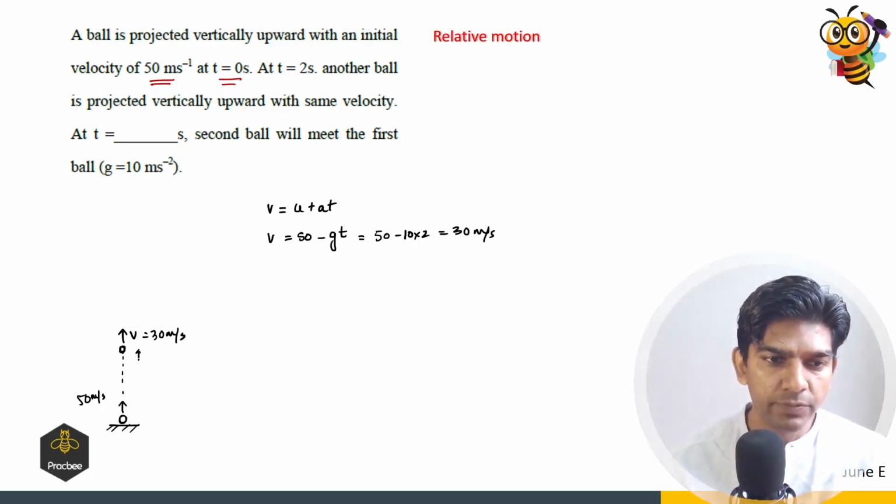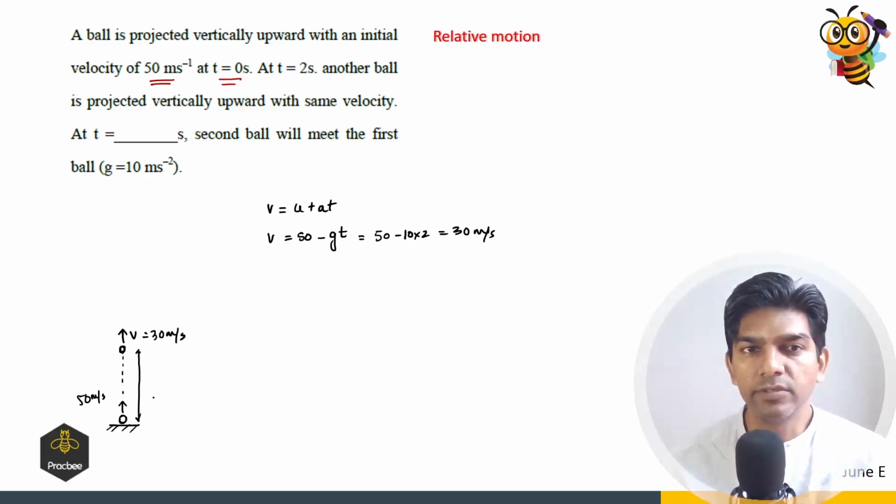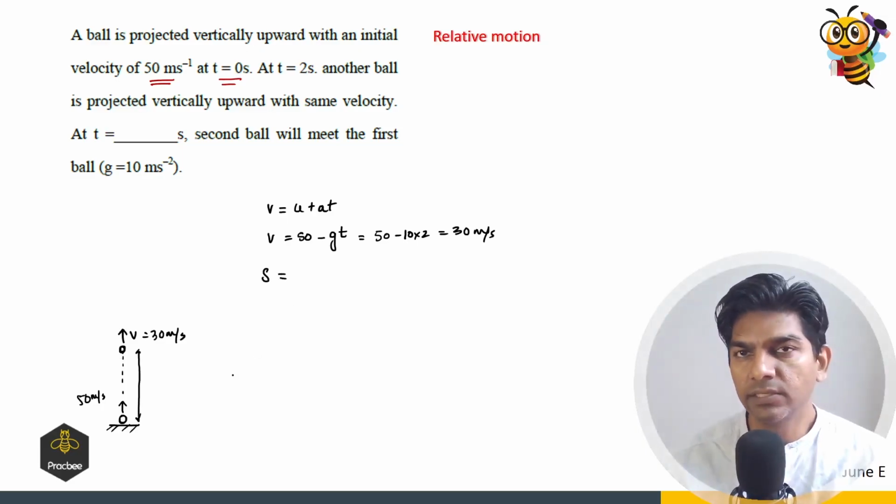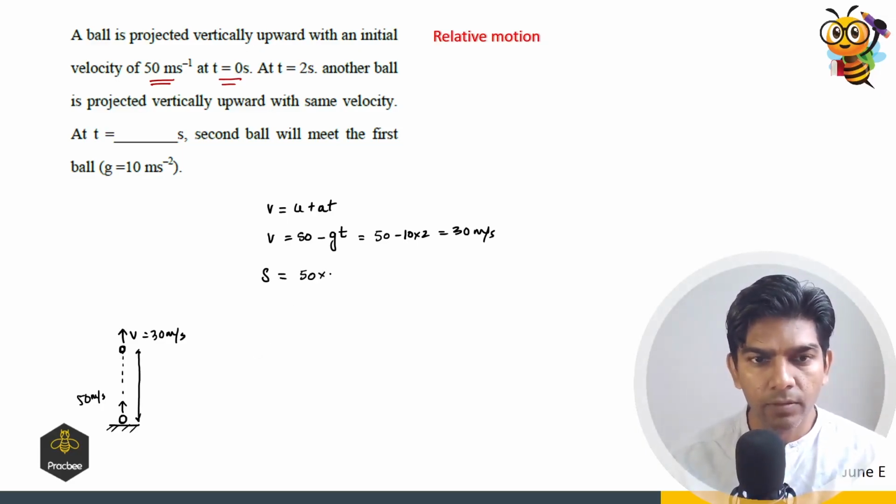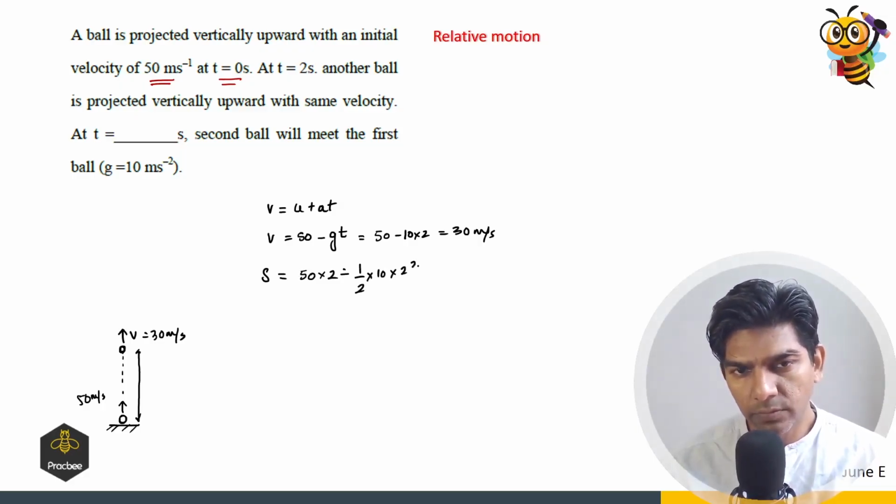And what is the displacement? Let us find the displacement. We can apply the second equation, s is equal to ut minus half g t square.